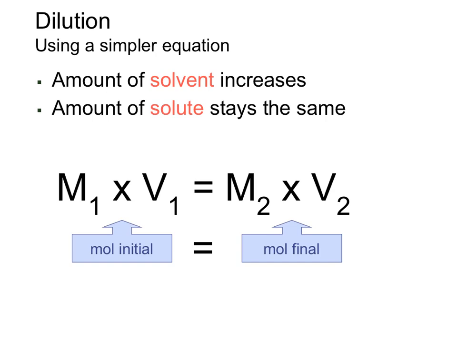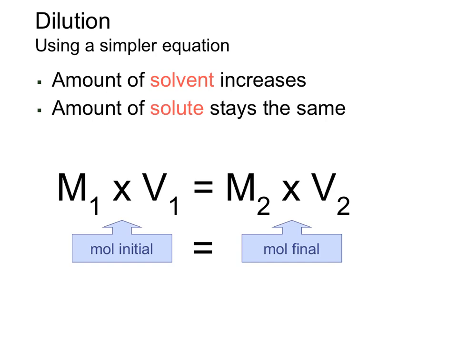Note in this equation that the moles that we have in our initial sample will be equal to the moles that we have in our final diluted sample. The amount of moles is not going to change. The concentrations and the volume will, but our amount will stay the same.